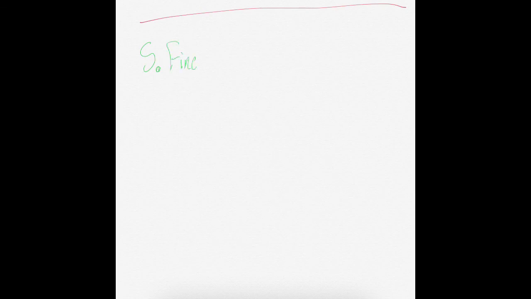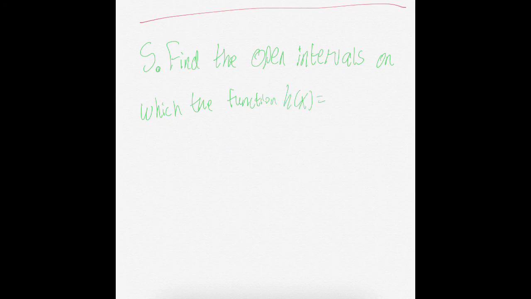Let's now jump to problem 5 on this homework. Problem 5. And this problem says find the open intervals. So this will actually be quite similar. However, we're going to have to compute the derivative this time, on which the function h of x equals x cubed minus x squared is increasing and decreasing.